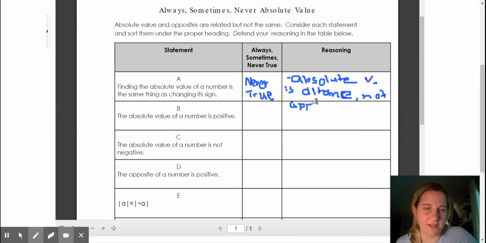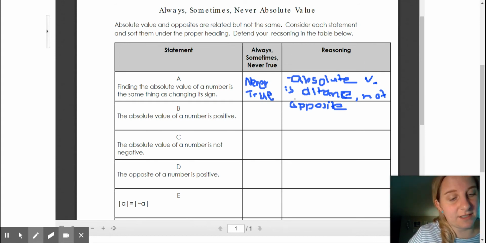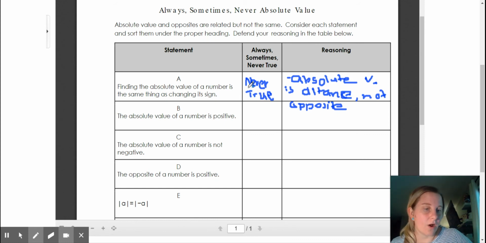Okay, so that's pretty much all you do for each of them. You read the statement, and then you explain, you decide if it's true, only sometimes, never, or always.